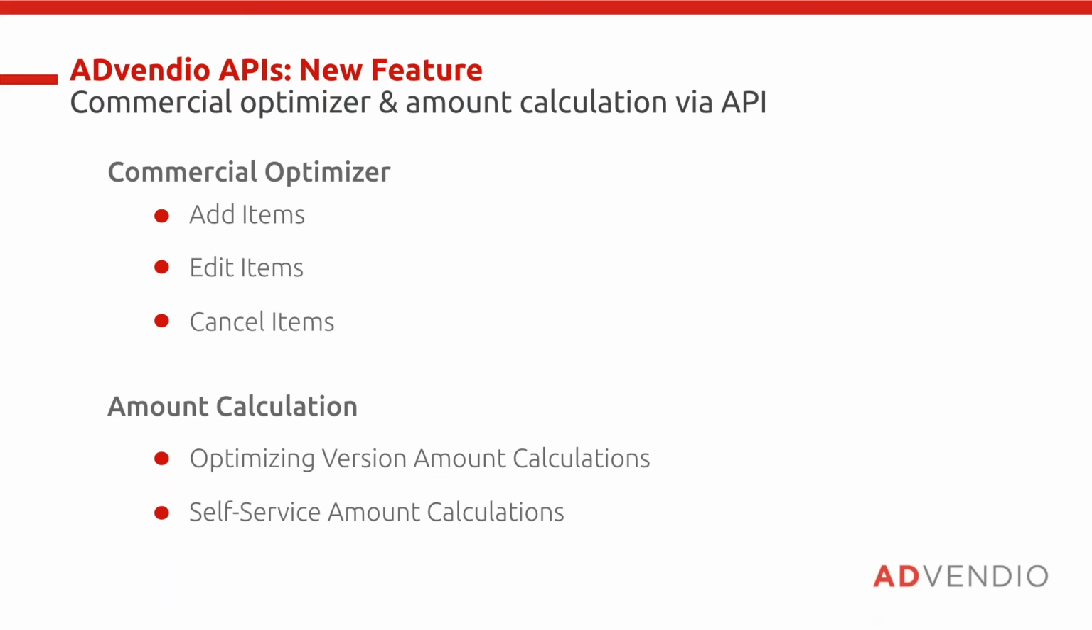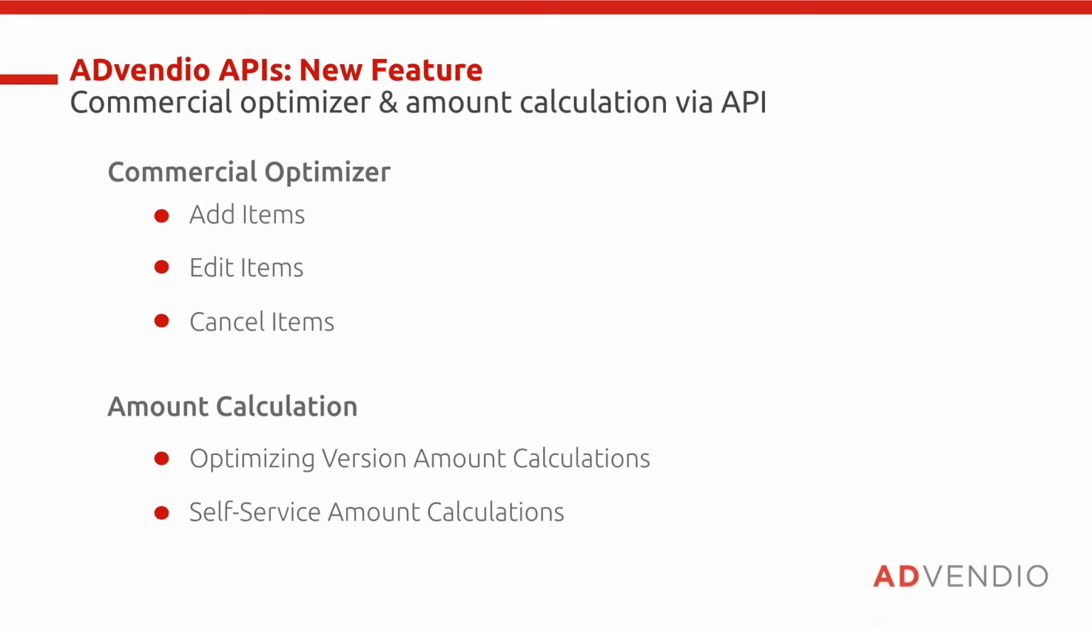And then, of course, we can use the amount calculation for the self-service amount calculation. So it was very good to have that available there. So we are slowly adding to the number of features and functions that are available via API. So there are those two.